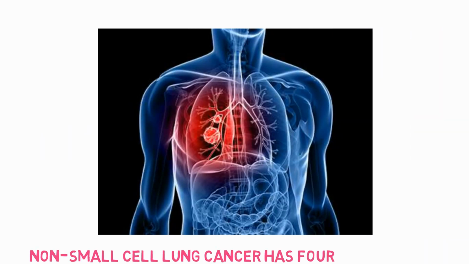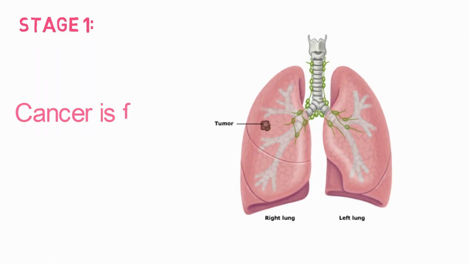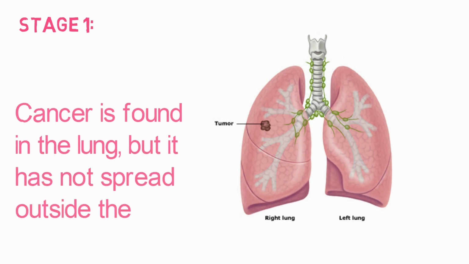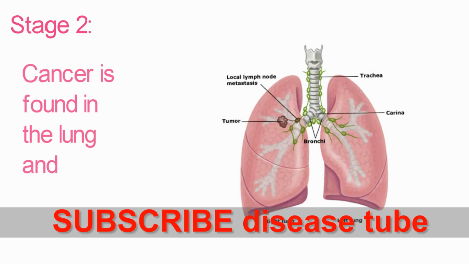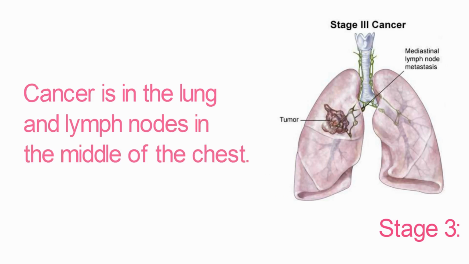Stages of lung cancer. Non-small cell lung cancer has four main stages. Stage 1. Cancer is found in the lung, but it has not spread outside the lung. Stage 2. Cancer is found in the lung and nearby lymph nodes. Stage 3. Cancer is in the lung and lymph nodes in the middle of the chest.